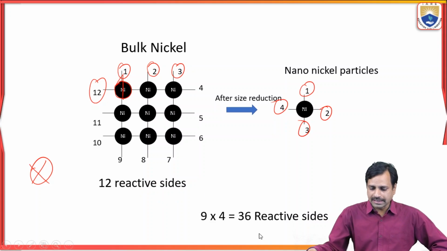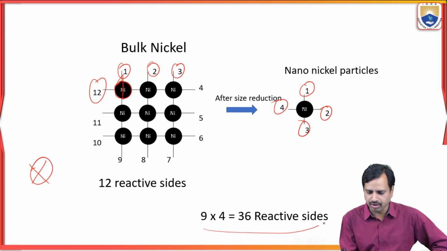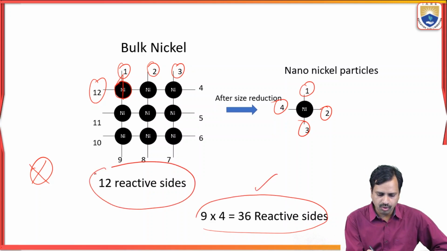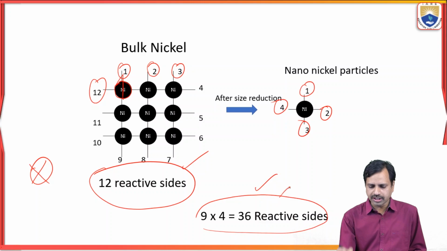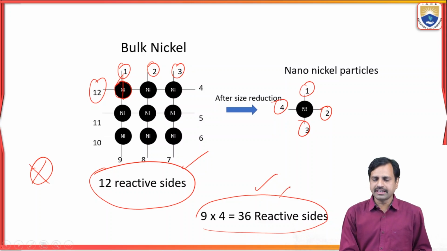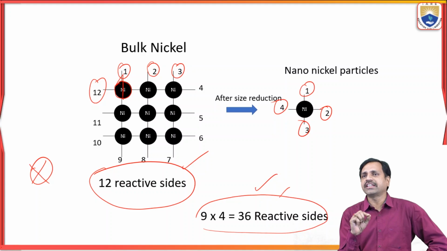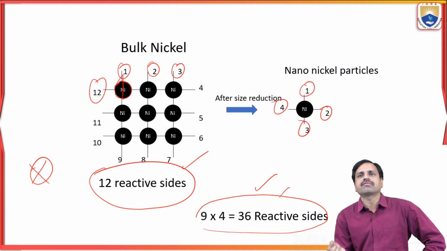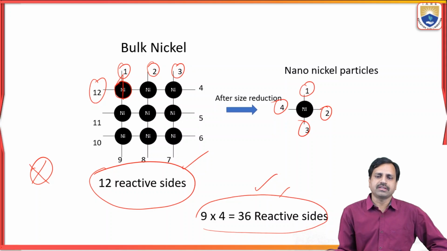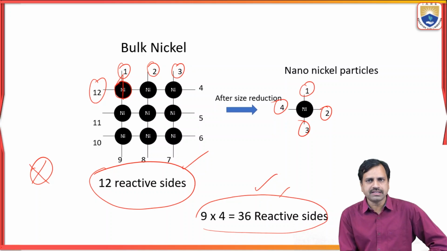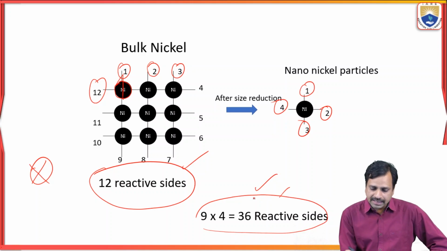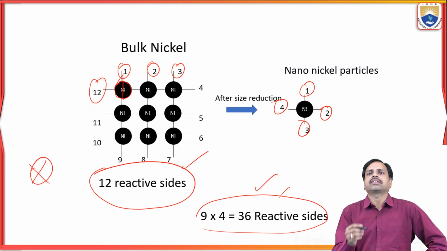So the catalytic property of any material depends upon the active sites. Now it will have 36 reactive sites, whereas it had 12 reactive sites. Now it is increased to 3 times. The catalytic property of the nickel will increase 3 times when it is reduced to nanomaterial. This clearly indicates that when you decrease the size of the particle, the catalytic property of this nickel will increase to 3 times that of the bulk material.